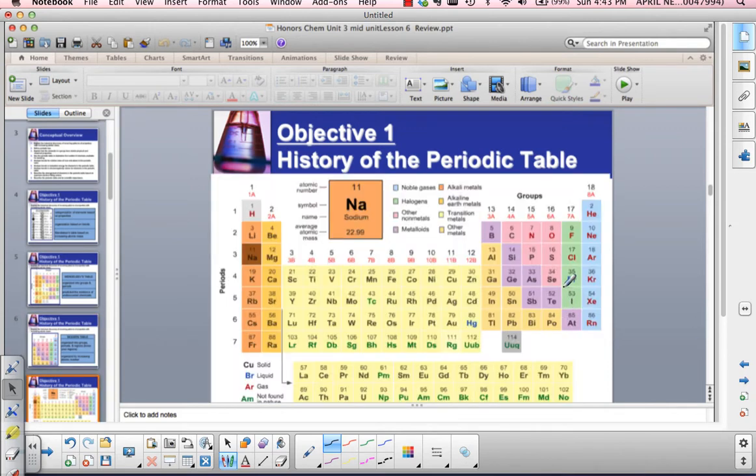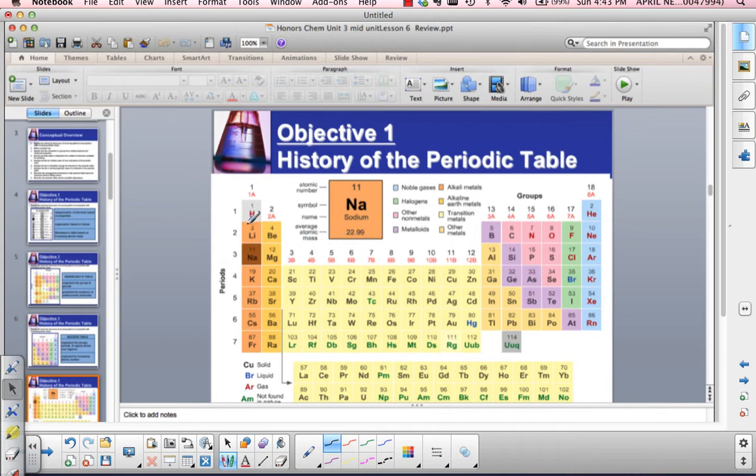Let's just take a look at the history of the periodic table. You will get something similar to this in class. Just get it from me. It's going to be a paper copy, and keep it handy because you're going to need this pretty much for the rest of the school year.